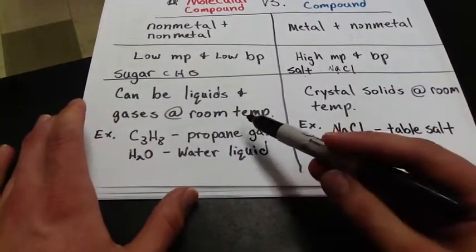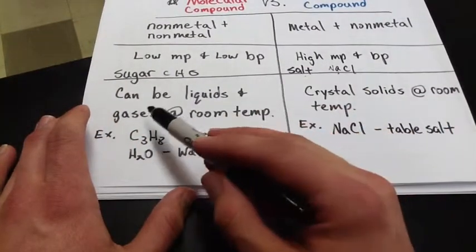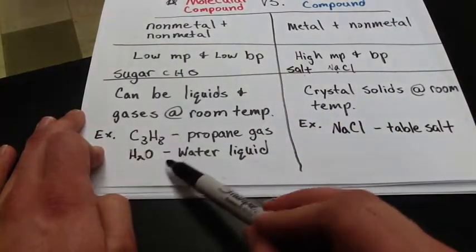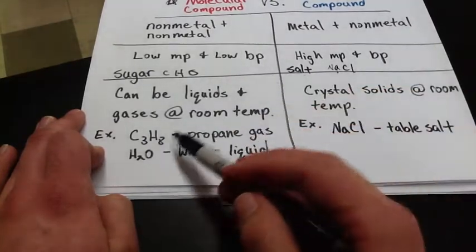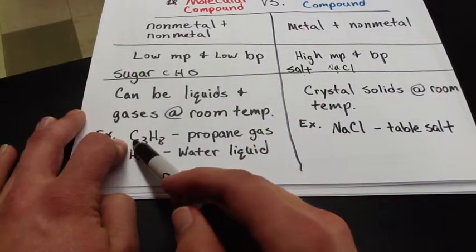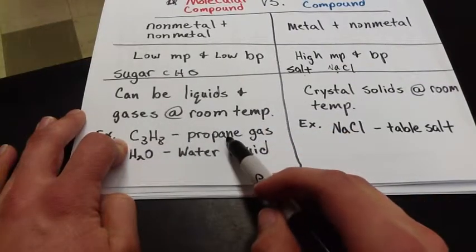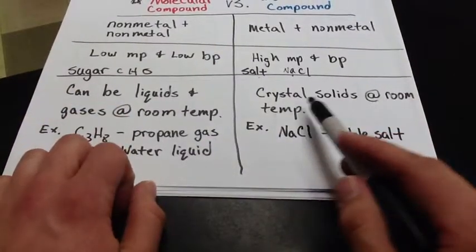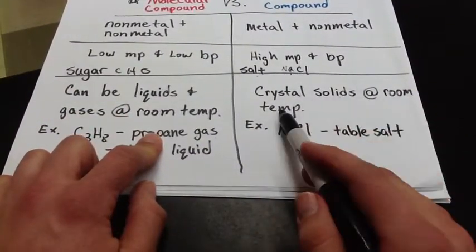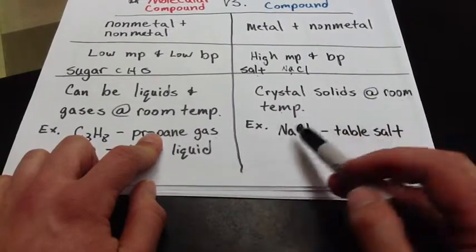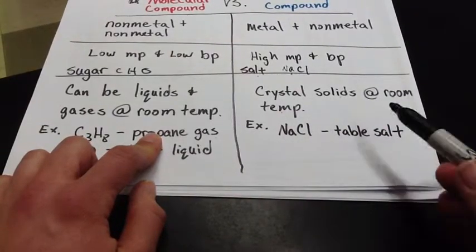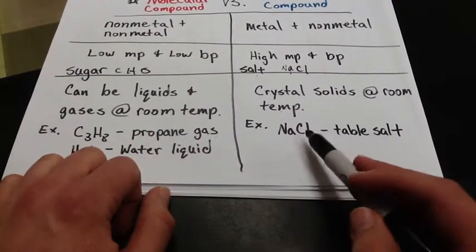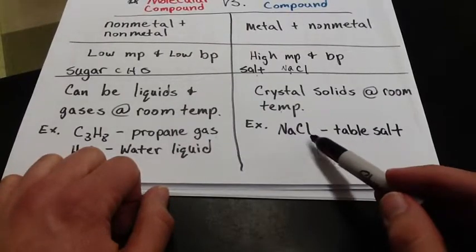We go to the next one. Molecular compounds can be liquids and gases at room temp. Our examples are H2O, water, which is a liquid, and C3H8, carbon nonmetal, hydrogen nonmetal. That's propane, which is a gas at room temp. Ionic compounds, on the other hand, are always crystal solids at room temp. The example again is sodium chloride, table salt. It's a crystalline solid, so you're not going to have liquid sodium chloride just sitting around at room temp.